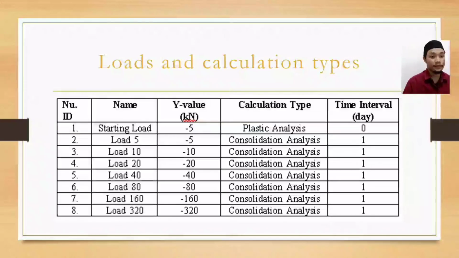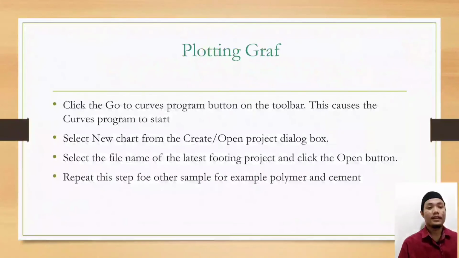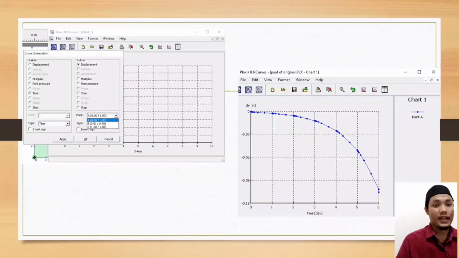This shows the load and calculation type. For example, starting load, load 5, load 10, and until 320. The first, starting load, is only plastic analysis. Other than that is consolidation analysis. First, to plot the graph, we click the tools bar and the program center. After that, we find the file that we have done the sample and open it. For this project, I choose y-axis for displacement and x-axis for time, plotting at point A. After that, click OK and we can get the result.